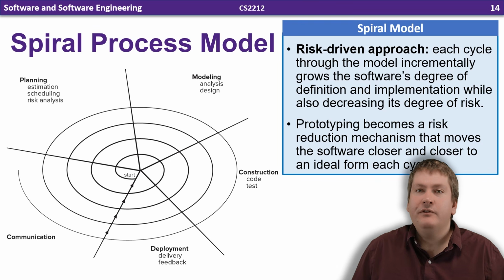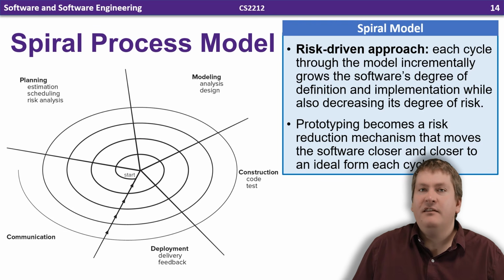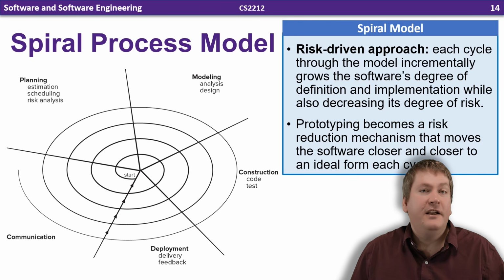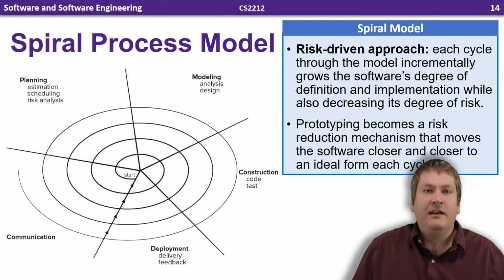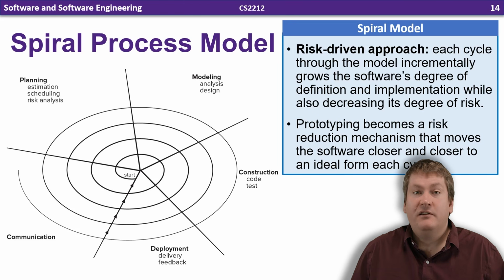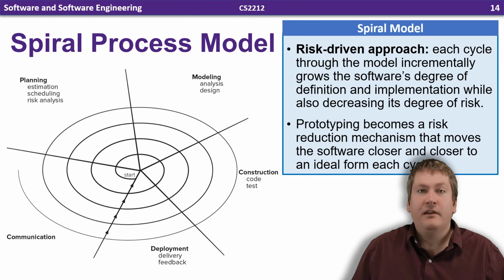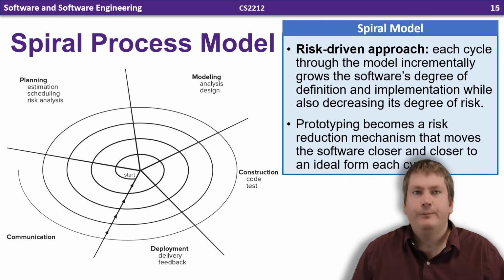So unlike other models, where the final goal is just delivery of the completed software, in the spiral model, these iterations can continue even after the project is delivered to support maintenance and the creation of future versions of the software, meaning we can use the same process for both development and maintenance.